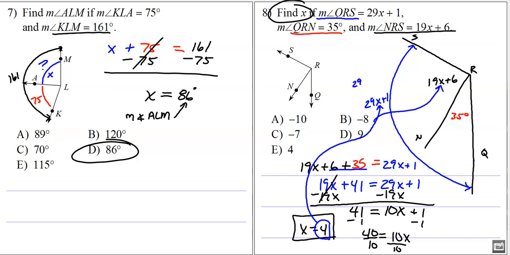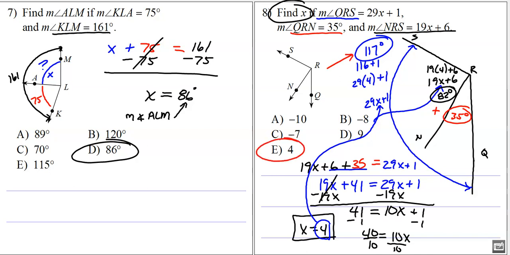So let's test it. 29 times 4 added to 1. Well, that's going to be 120 minus 4. That's going to be 116 plus 1. That'll be 117 for the big dog. Well, let's see when we plug it in over here. 19 times 4 added to 6. 19 times 4 is 76 plus 6, so that would be 82. And is it true that 82 added to 35? Bam, that is 117. So I feel good about it. Correct answer is 4.